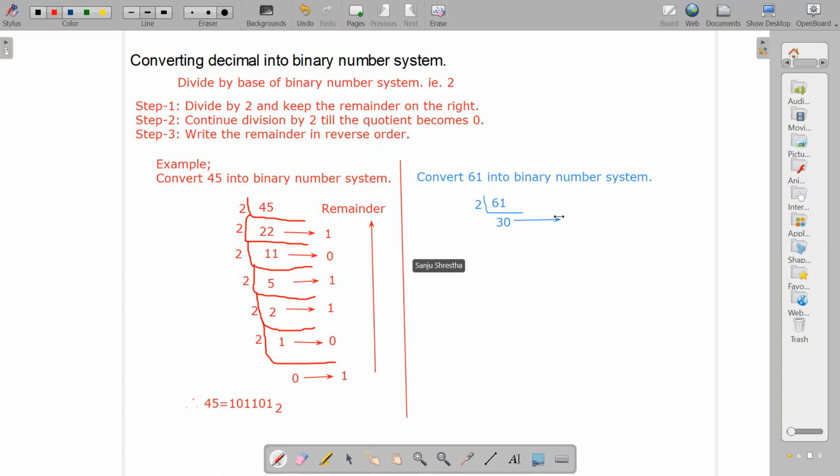Now to be 61, remainder is 1. And your remainder is always either 1 or 0. We cannot get 2, 3 and other. This remainder always we get either 1 or 0. We don't get other than 1 and 0. Again, we divide by 2.